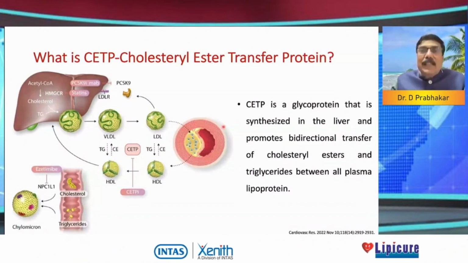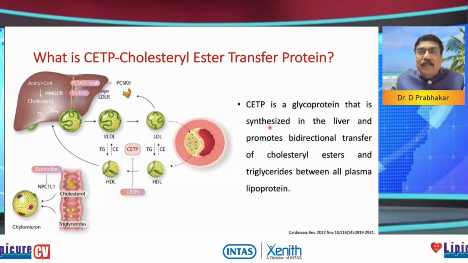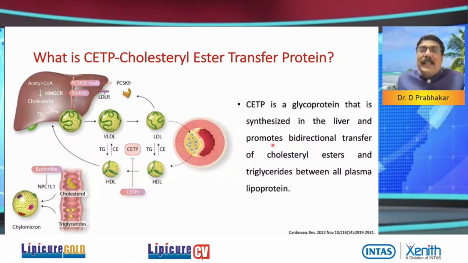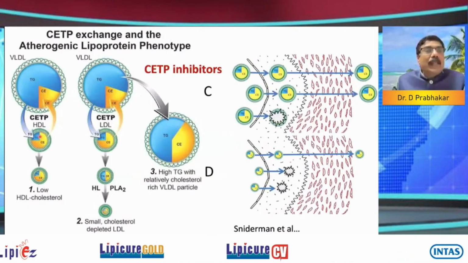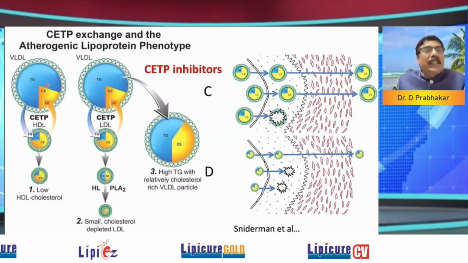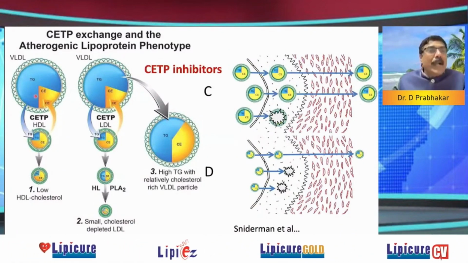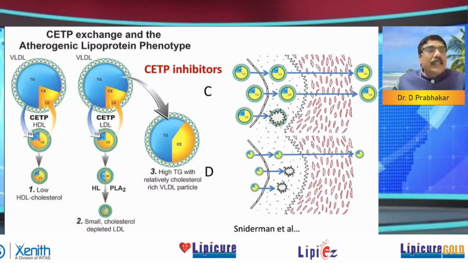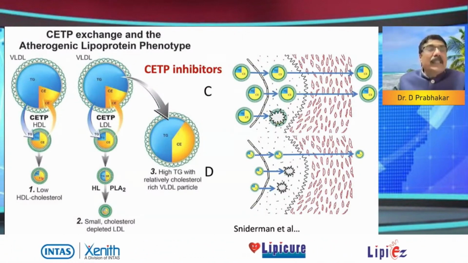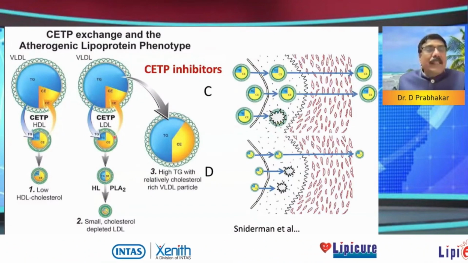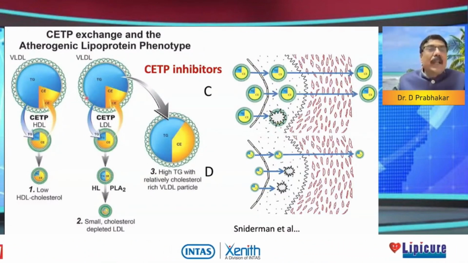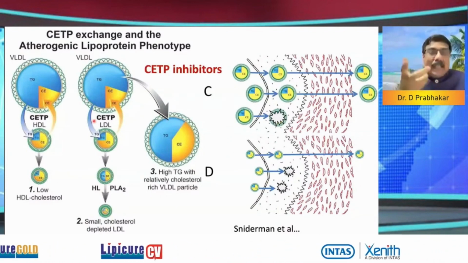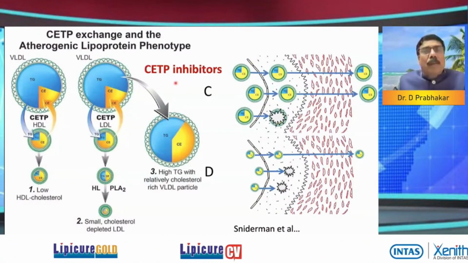What is the CETP? Basically, CETP is a glycoprotein that is synthesized in the liver, and it promotes a bidirectional transfer of cholesterol esters and triglycerides. What it does is, in an HDL particle, it takes the cholesterol and puts it inside the VLDL particle, which is an ApoB containing particle, and in turn gets back the triglycerides. So the net result is that when CETP acts, the cholesterol content of the HDL comes down and there is a low HDL cholesterol. Similarly, in the LDL particle also, it can do this transfer, and CETP basically transfers the triglycerides and cholesterol esters between HDL and LDL reversibly. So you can try to block this with CETP inhibitors.